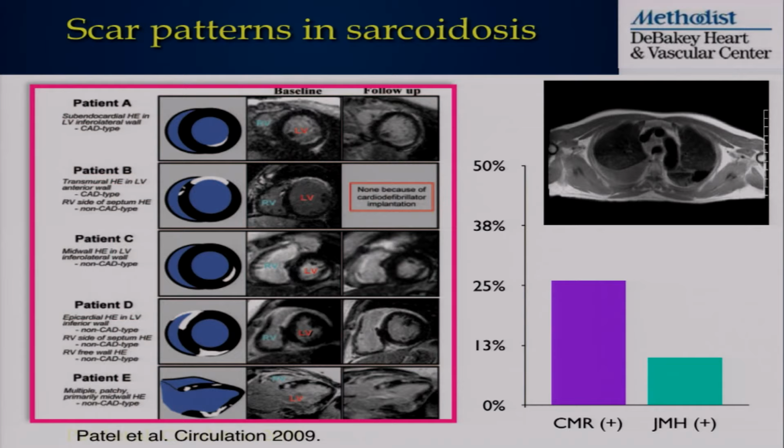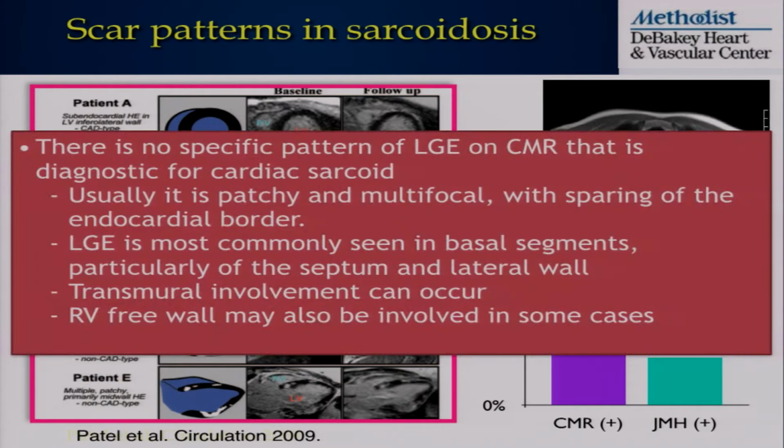And also what they found is that compared to the traditional Japanese Ministry of Health criteria to diagnose cardiac involvement, by CMR they found evidence of hyperenhancement much more often, suggesting cardiac sarcoid may be more prevalent than we would have traditionally thought, or been able to diagnose by the Japanese Ministry of Health criteria.